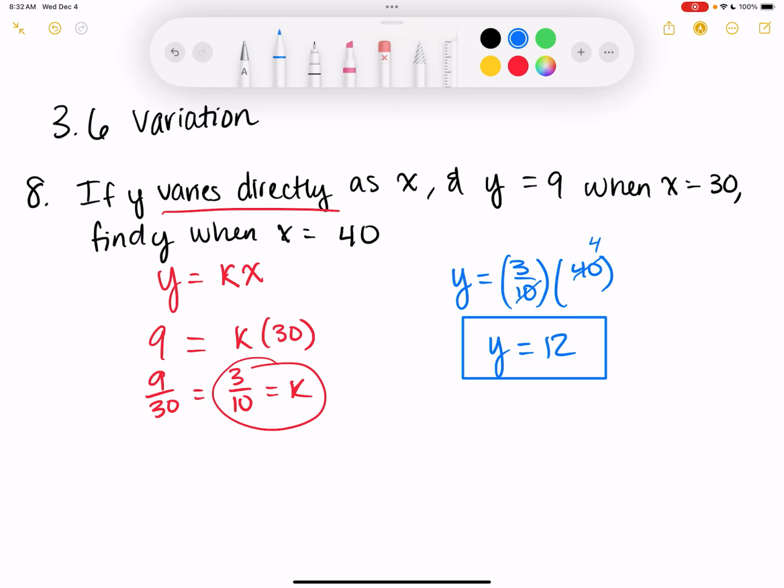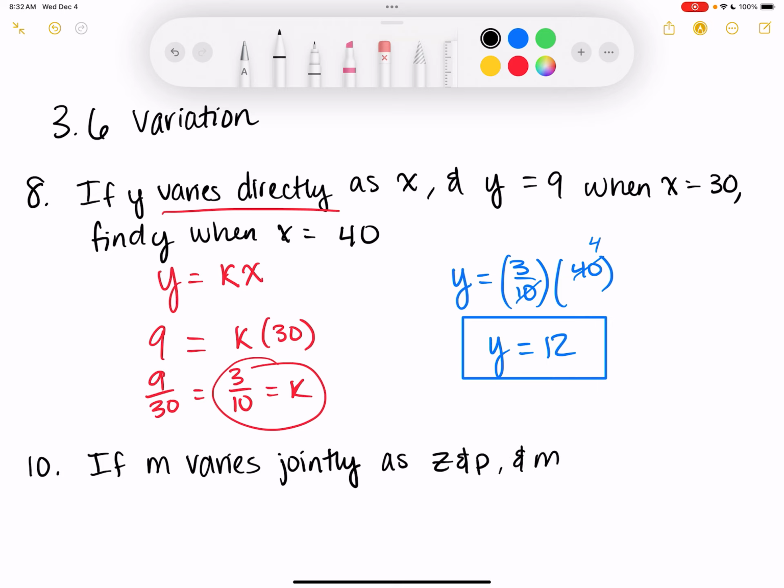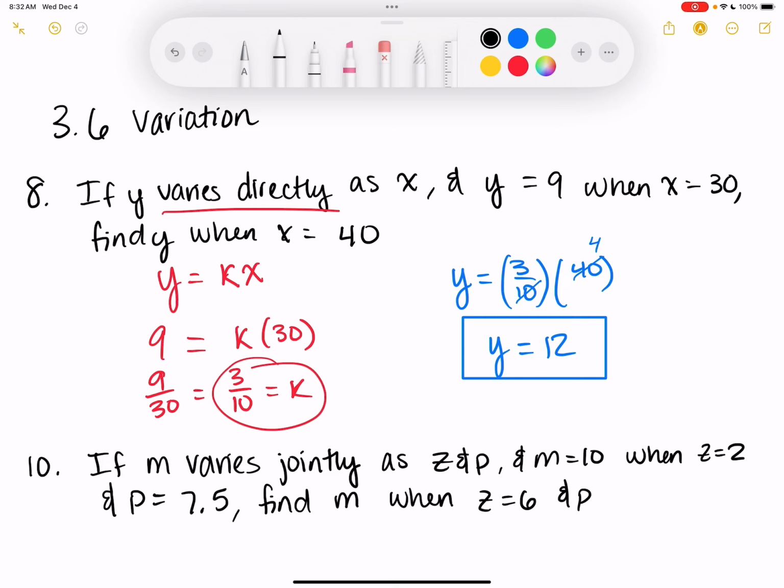Let's see, number 10. If m varies jointly as z and p, and m equals 10 when z equals 2 and p equals 7.5, find m when z equals 6 and p equals 9. So a lot more going on with this one.